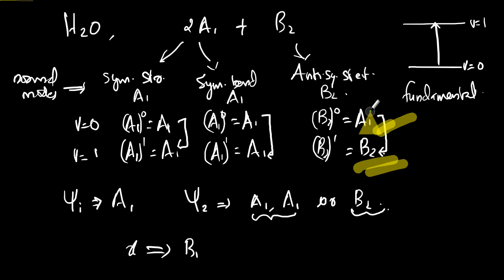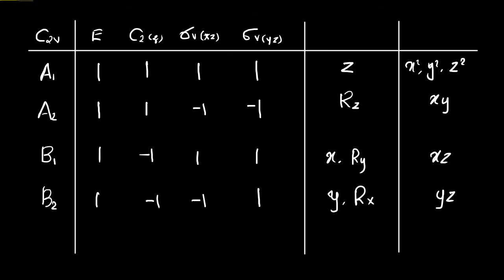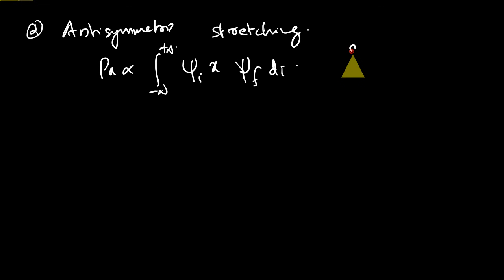So psi i is of A1 symmetry and psi f is of B2 symmetry. When we are assigning the symmetry, we have to take care of that. It is not A1 A1, it is A1 B2. And now we have to look at the character table and see how x transforms. x transforms as B1. Therefore, whether this integral is zero or non-zero, we can determine from the direct products of the terms involved here.